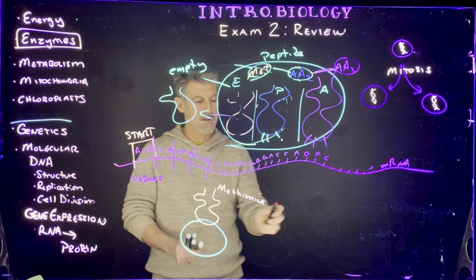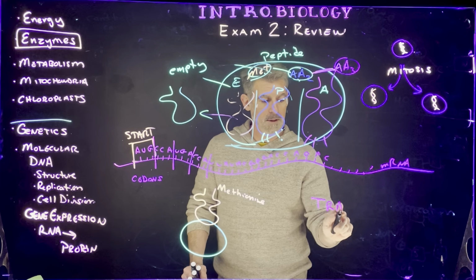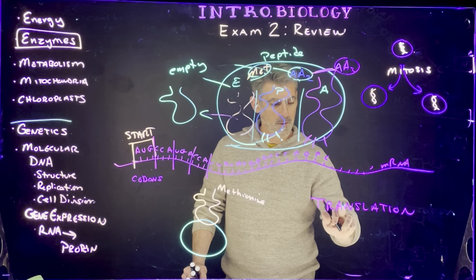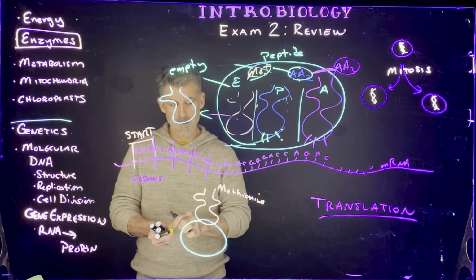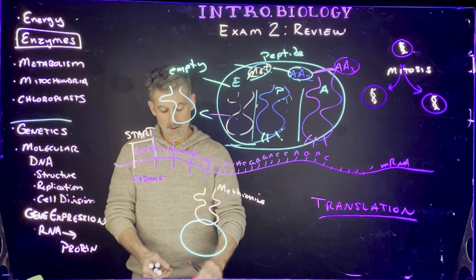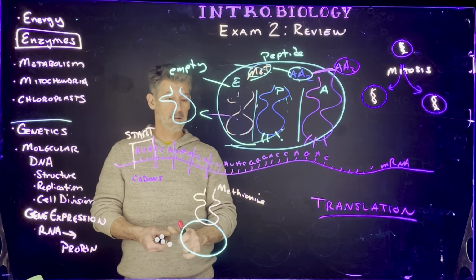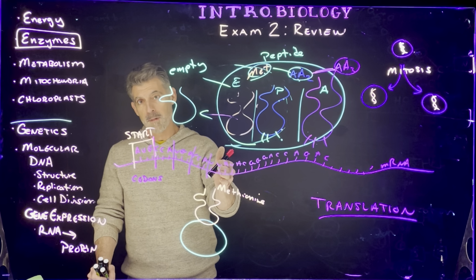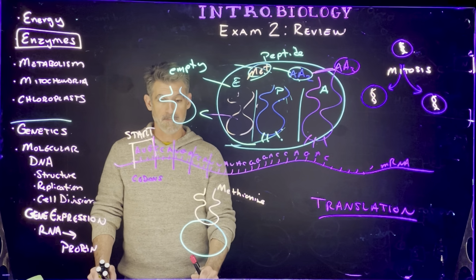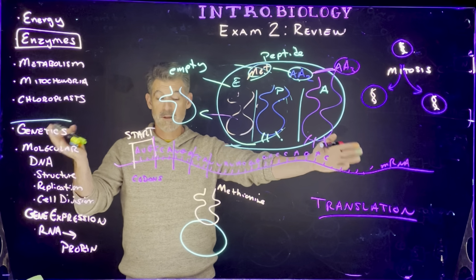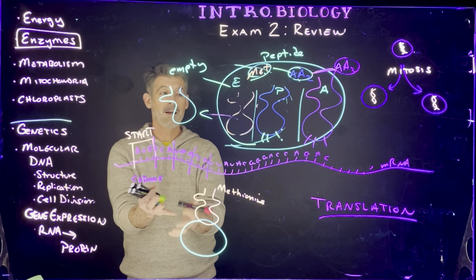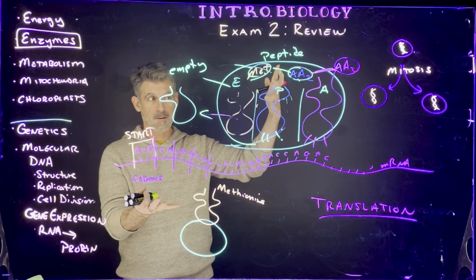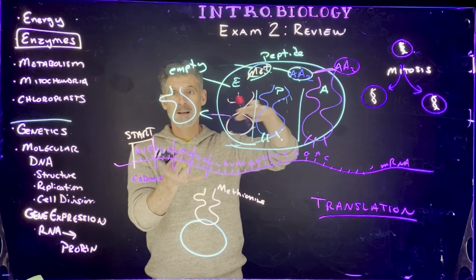So this is the process of translation, also referred to as protein synthesis. This is the process where all the different types of RNA work together as a team: transfer RNA, messenger RNA, ribosomal RNA. The messenger RNA carries the code, the information. The transfer RNA is a way of decoding it from nucleotides to amino acids. And the ribosome is the machine that puts it all together.